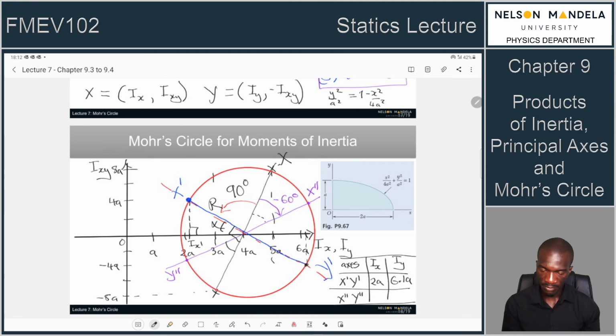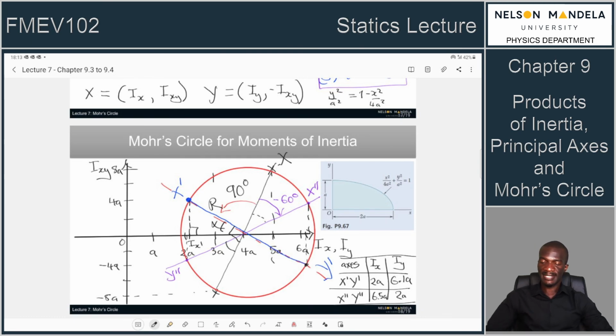Then your x prime prime. X prime prime is right here. So maybe that's 6.5a. And then Iy is there. So it's also 2a somehow. So you're happy. So that is how you would use Mohr's circle to interpret a system in an xy plane or coordinate into an x prime or an x prime prime, y prime prime coordinate system.